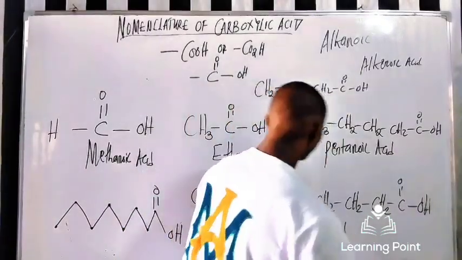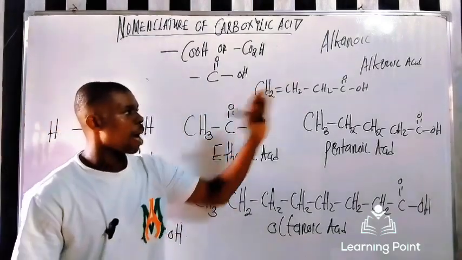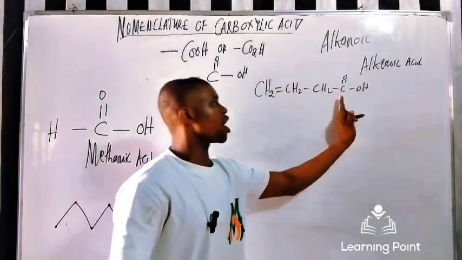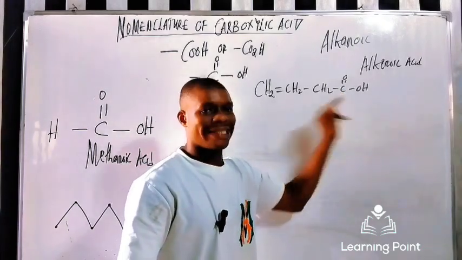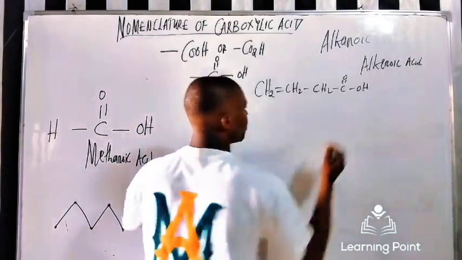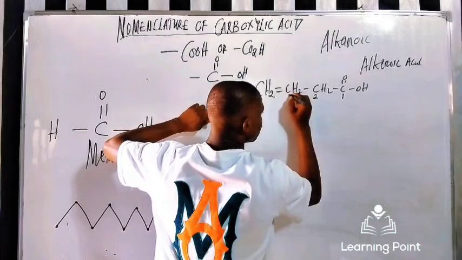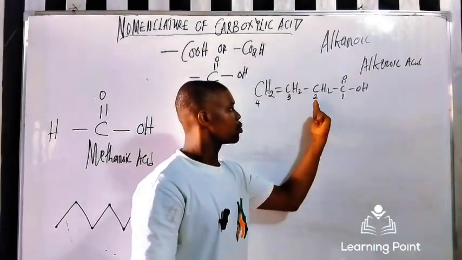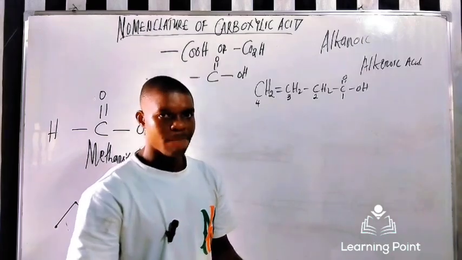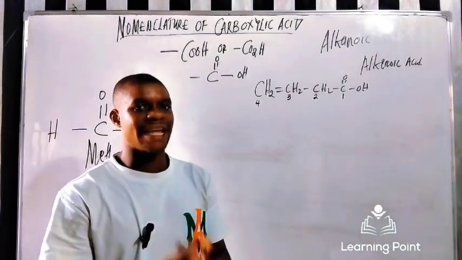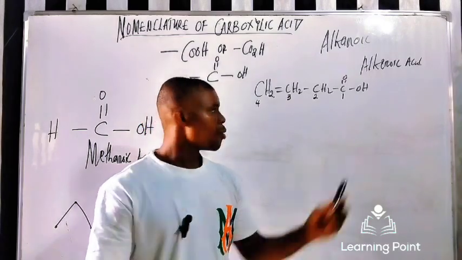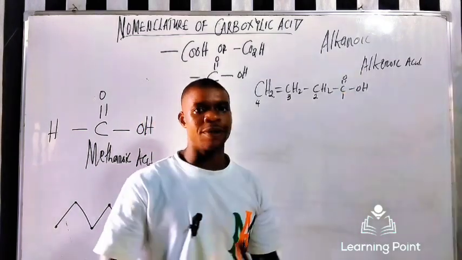So now remember, if for example I have this compound here, how do we name it? I'm going to show you, very important. This functional group here is always my carbon 1. So it's going to be 1, 2, 3, and 4. Four carbon atoms is butane, but here we have a carboxylic acid, so it's still going to be butanoic acid.